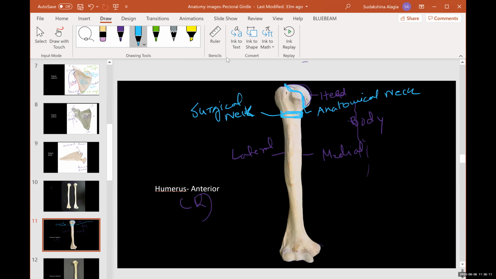Why is it called the surgical neck? Because most of the time, if there is a fracture from a fall or trauma, it's typically along the surgical neck. That's why this serves as a landmark. Head of the humerus, anatomical neck of the humerus, surgical neck of the humerus.